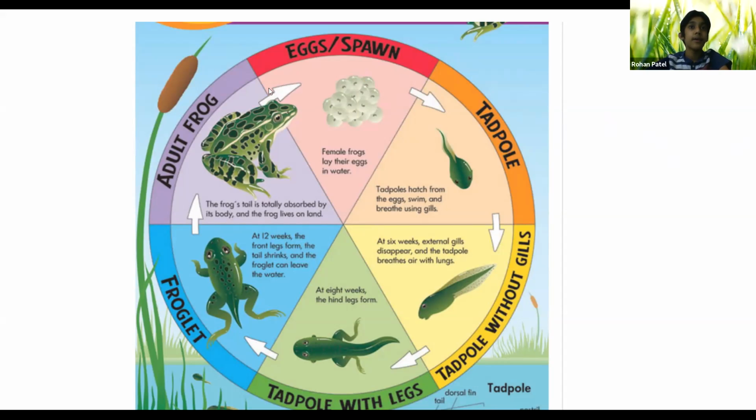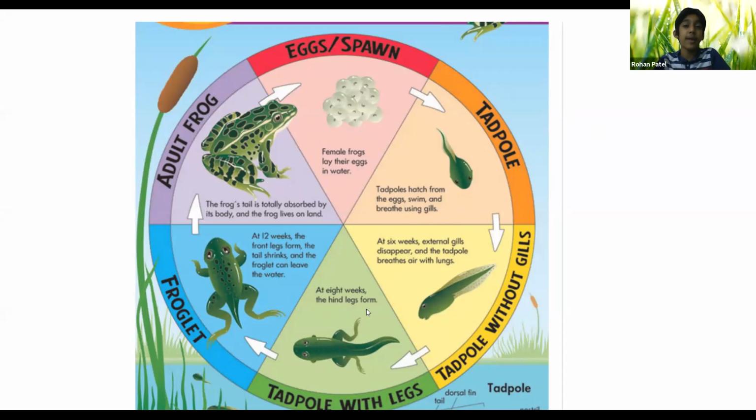So the question is, how many weeks would it be before there is an adult frog? So for the frog, if you look at the diagram, the tadpoles' gills will disappear after 6 weeks. Hind legs will be formed at 8 weeks.